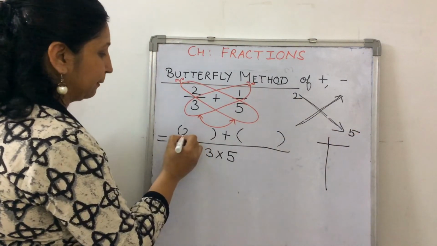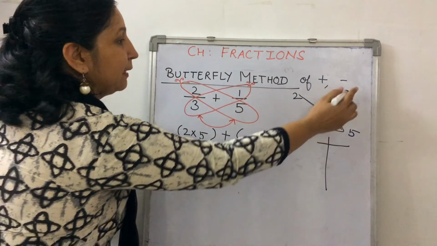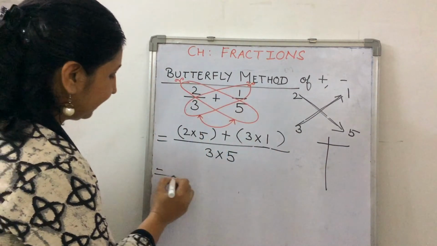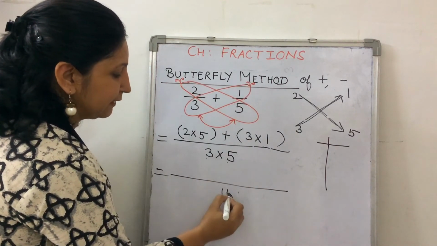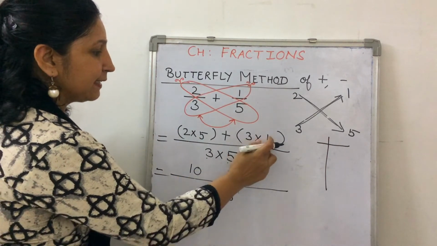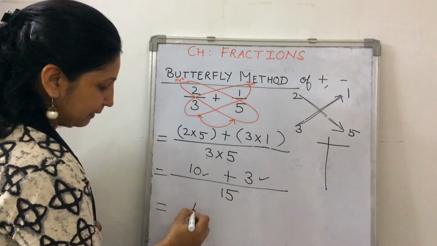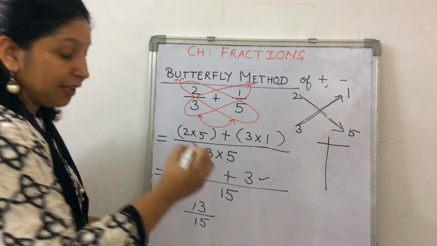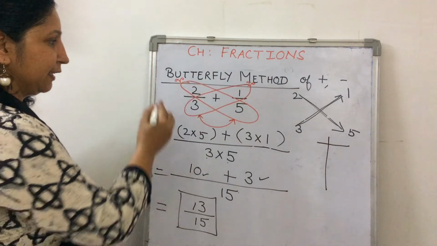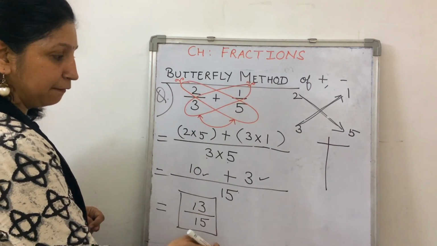by 5. Understood? Now the next step is this 3 will be multiplied by this 1, so it becomes 3 multiplied by 1. Next, 3 5s are 15, which comes in the denominator. Here 2 5s are 10, and here 3 1s are 3. At the last step, 10 plus 3, simple addition, and it becomes 13 upon 15. This is the answer for this question, the sum is 13 by 15.